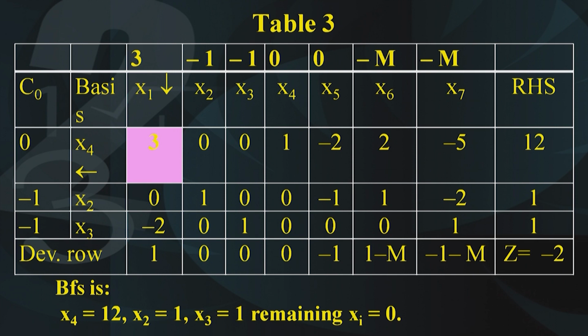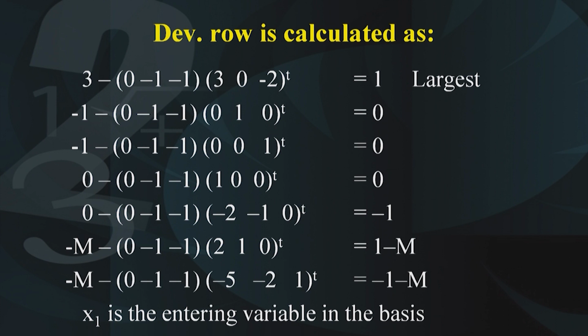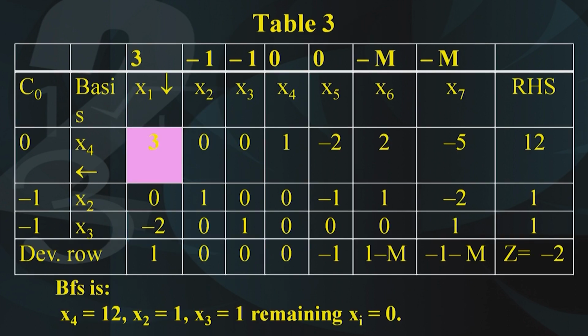And what is the criteria for deciding the entering variable? The criteria is to determine the largest entry in this deviation row, and we find that the largest entry is the first one, 1, the rest of them are all negative. So, therefore, the largest entry is in the first one, which indicates that x1 should enter into the basis, and the pivot column becomes 3 0 minus 2.